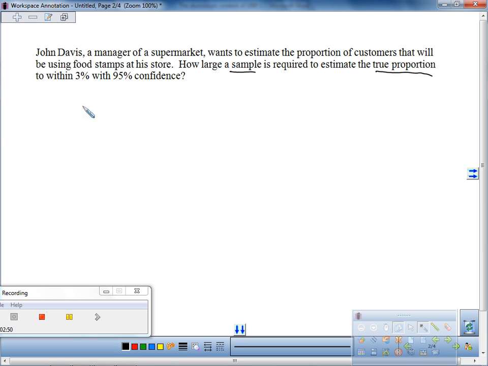First of all, we're not given p hat, so we're going to estimate p hat to be 0.5. So q hat will be estimated to be 0.5 as well. We're estimating these values since we don't have any previous knowledge of this. Our E we're going to use is 0.03. Remember, we're converting this percentage to decimal. And then for this, we'll use the 1.96.